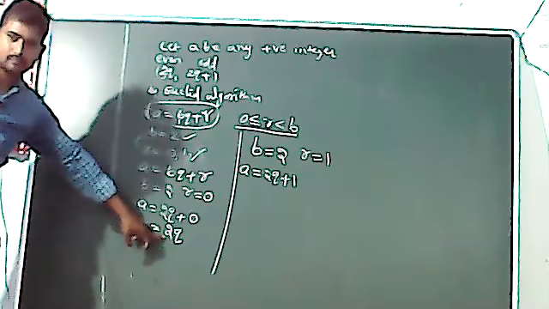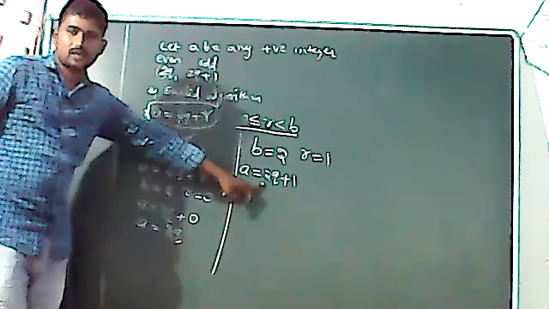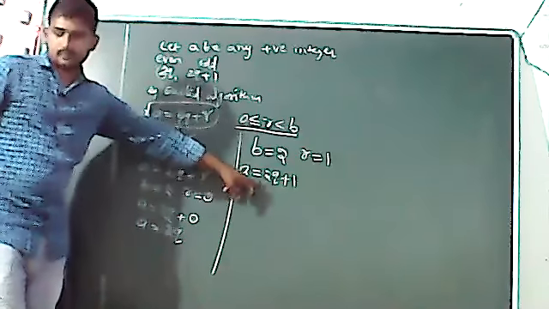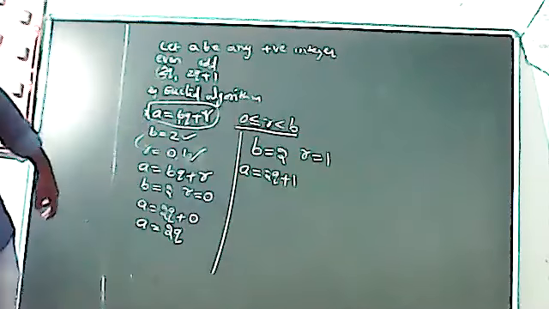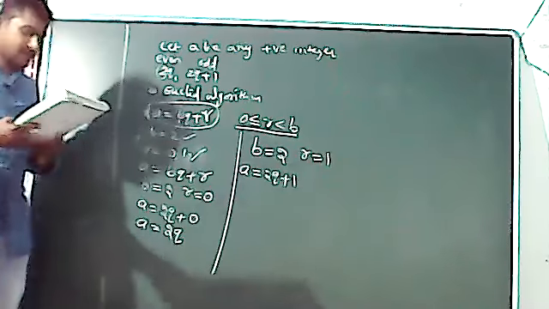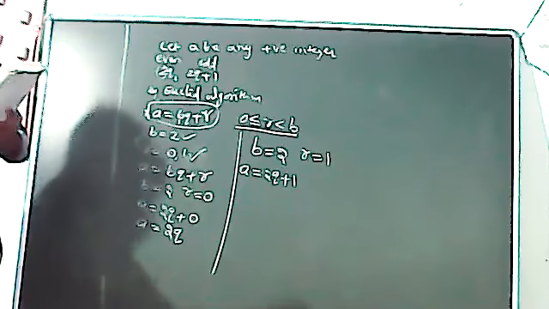Every odd integer is in the form of 2q plus 1, yes? Once you see that solution in the textbook: let a be any positive integer. Already we have taken a as any positive integer, yes or no? Understand my words? a is any positive integer. Solution you can see that.